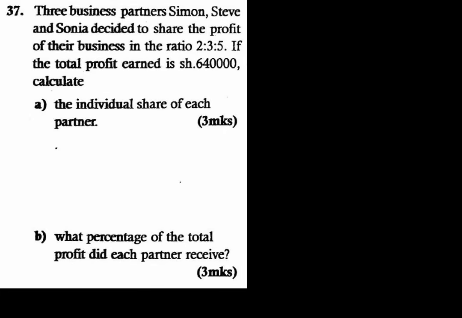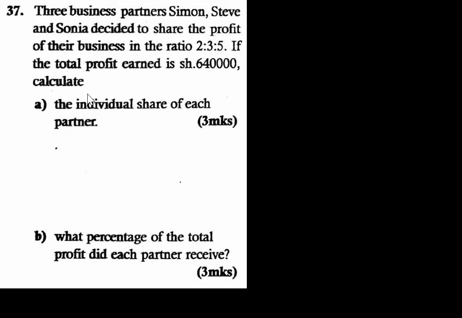So we have three business partners: Simon, Steve, and Sonia. They decided to share the profit of their business in the ratio 2:3:5. If the total profit earned is 640,000, calculate A, the individual share of each partner. B, what percentage of the total profit did each partner receive?